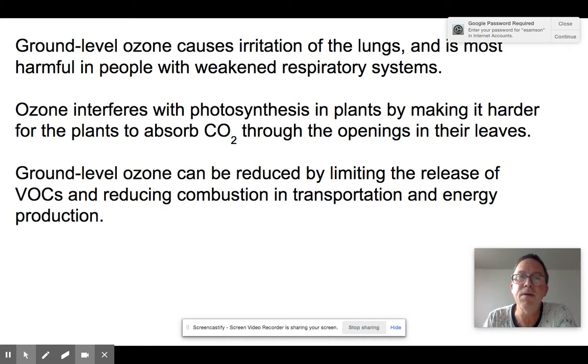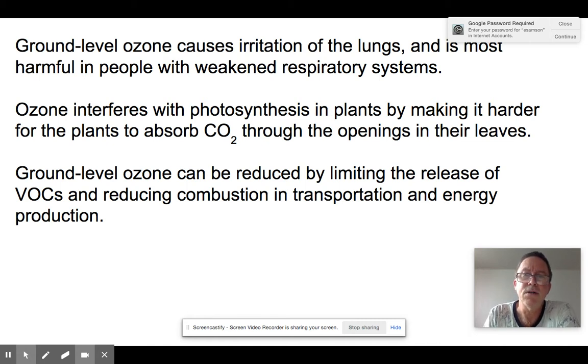Also, in the environment, it interferes with the stomata, the little openings in the bottom of leaves that allow oxygen out, but more importantly, carbon dioxide into leaves. It interferes with those, so it reduces the productivity of plants, and that can cause plants to sicken and die and just be less productive. And so in that way, it affects the entire ecosystem.